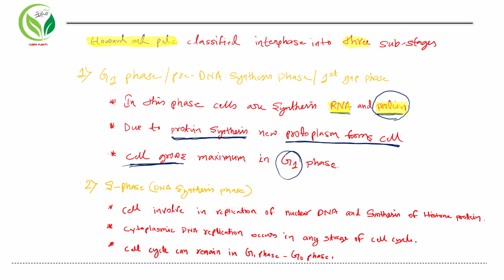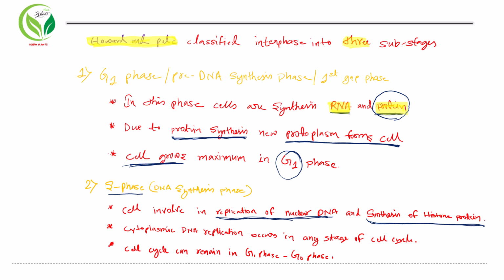The next one is S phase. S phase is also known as the DNA synthesis phase. Here in S phase, the cells are involved in several works like replication of nuclear DNA and synthesis of histone protein. It is replicating the nuclear DNA and synthesizing the histone protein. This is important.